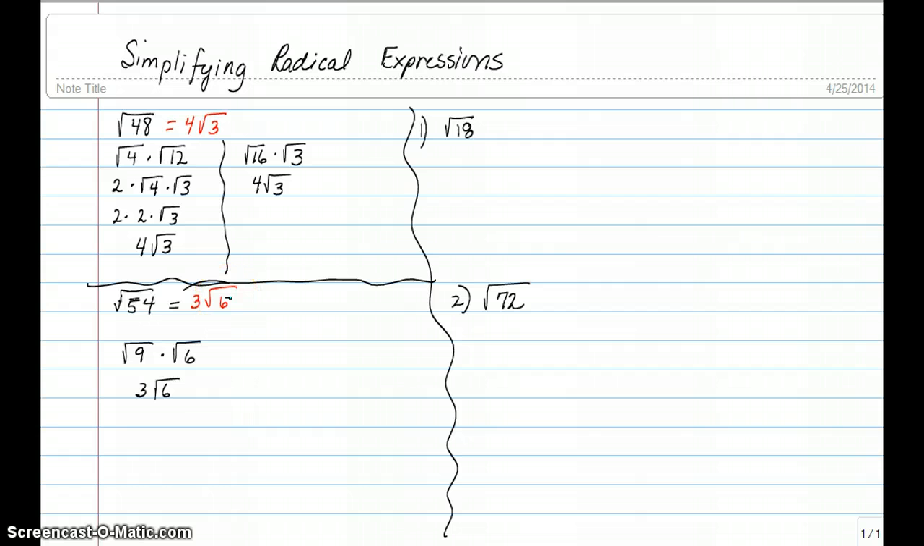That's the most simplified version. Again, square root of 54 is not completely simplified, so you have to go one more step. Most radicals do not need to be simplified further than the square root of something.